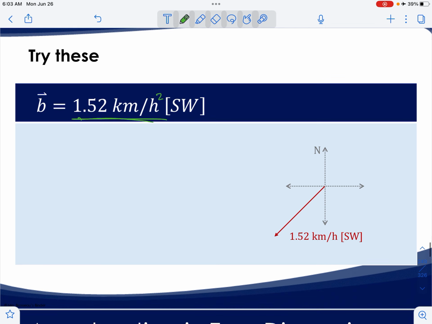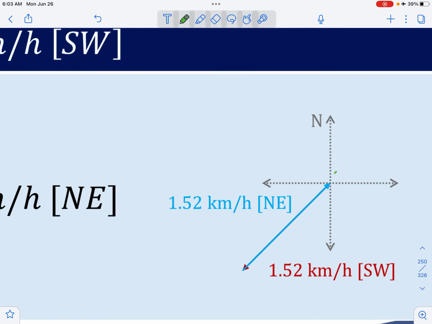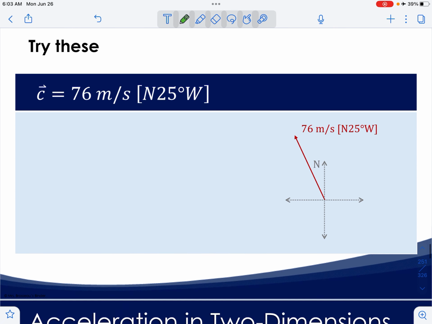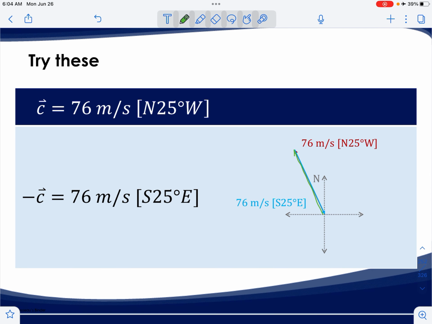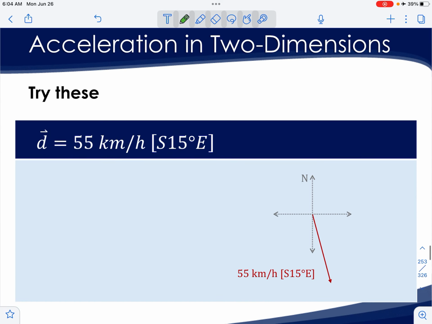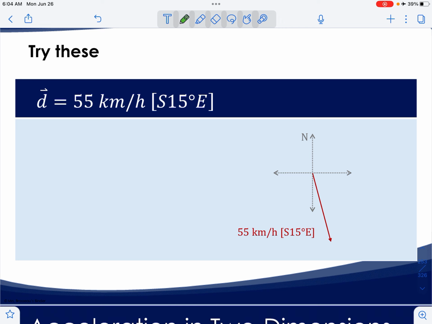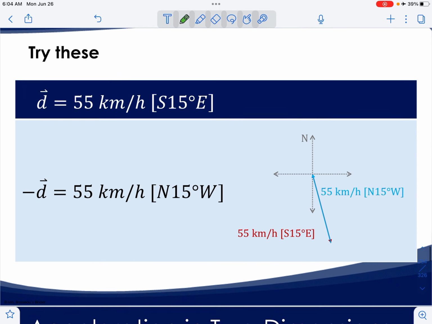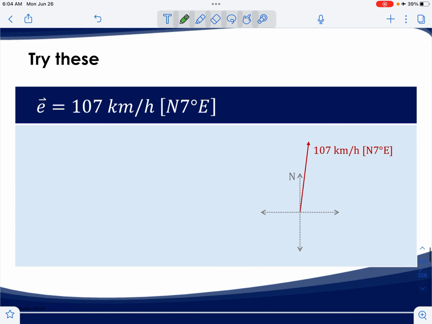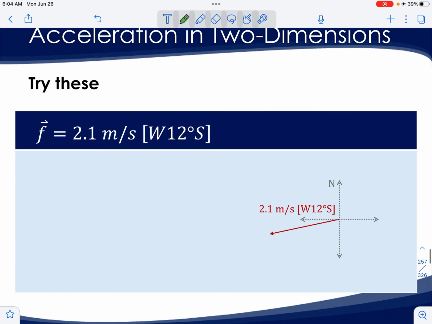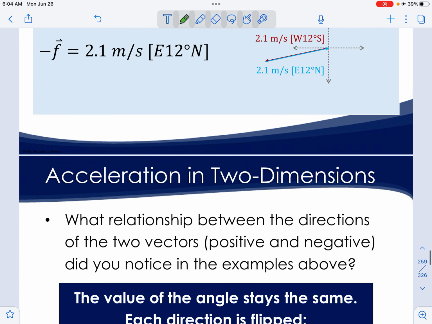So what they did here with the negative is they started here and drew it this way. Okay, here we have 76 meters per second north, 25 degrees west. And then the negative version of that is going like this, starting here and ending here. Here's another one. Pause the video and try this yourself. And then again, the negative starts here and ends here. And here's another one. I'm going to speed through some of these. You can pause the video and try to do these on your own, but you get the idea, I believe.